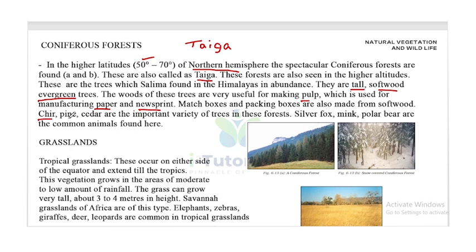Now, fir, pine, cedar are important varieties of trees in this forest. The animals like silver fox, mink, polar bear are the common animals found here.